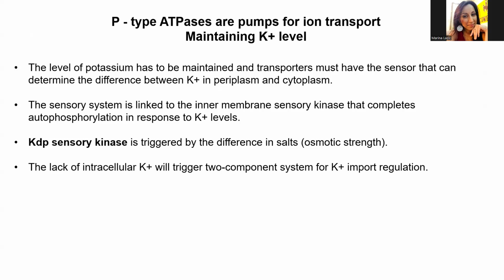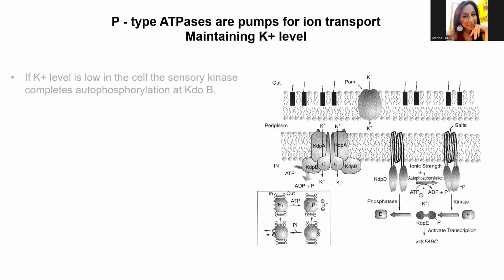It responds especially to potassium. So when there is not enough potassium and the cell needs to import something, so the lack of intracellular potassium, that will trigger the so-called two-component system, which means phosphorylations of different levels. And this sensory kinase will complete something called autophosphorylation. So how is that? So again, sensory kinase feels the low potassium. Now that means we have to do phosphorylation at KD.